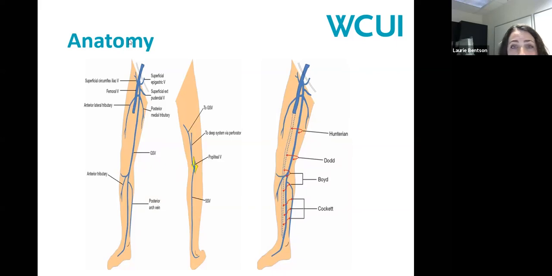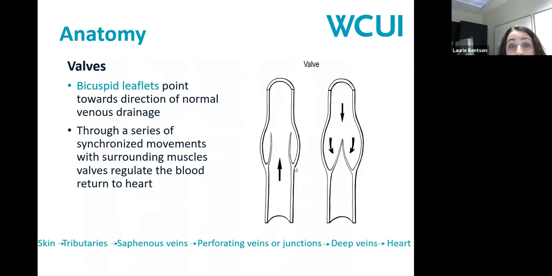And then let's get back here. Our valves. The valves are a very important component of our venous anatomy. They're bicuspid leaflets that point towards the direction of normal venous drainage. And through a series of synchronized movements with the surrounding muscles, valves help regulate the blood return towards the heart.